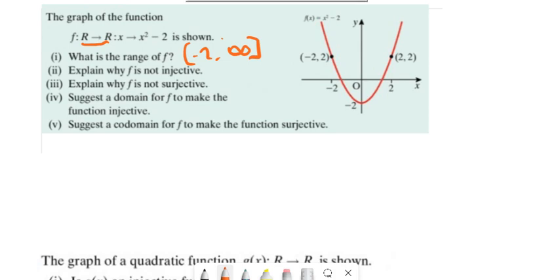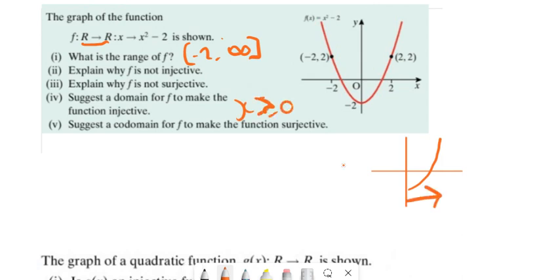Suggest a domain for f to make the function injective. Well, if we cut away the left hand side of the graph and just leave it from here going up, then it only has one output for every input, so it is injective. So the domain would be x is greater than or equal to 0, because we're only looking at this side.